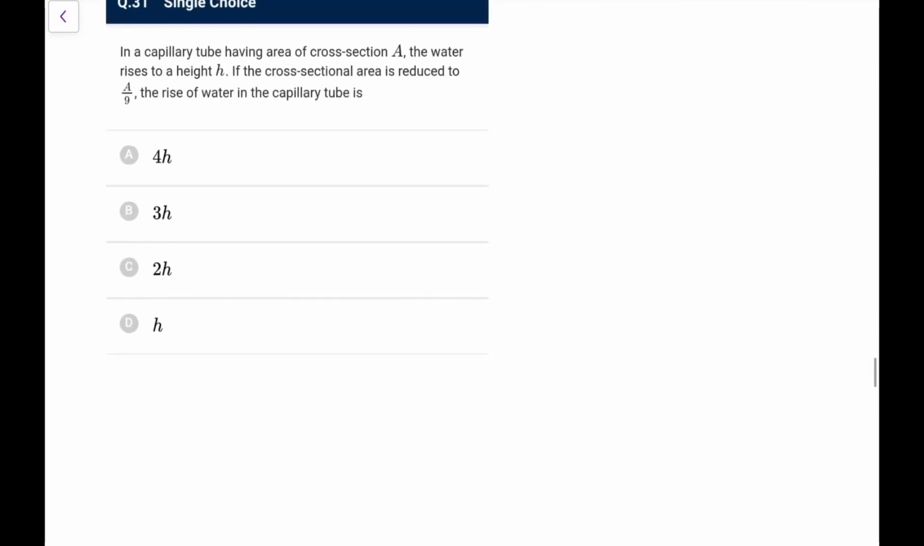Next one, in a capillary having a cross sectional area A, the water rises to height h. Okay, if the area becomes A by 9, that means the radius becomes r by 3, and we know that h into radius remains constant, so r becomes 1 by 3, so h becomes 3 times for sure. So it would be 3h. You remember this particular thing, so go for it. So option B is the right one for this particular example.